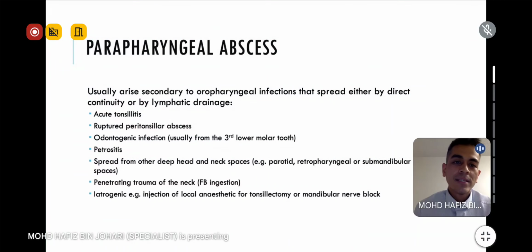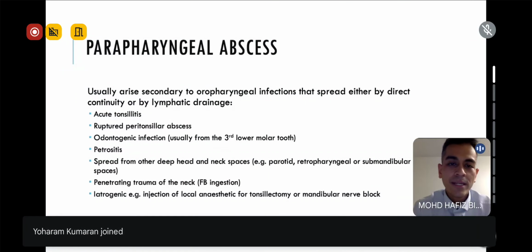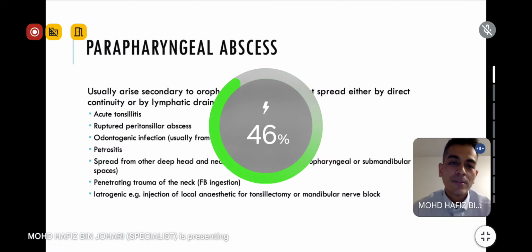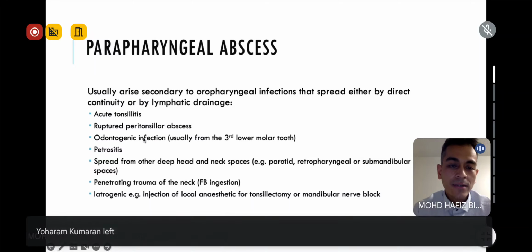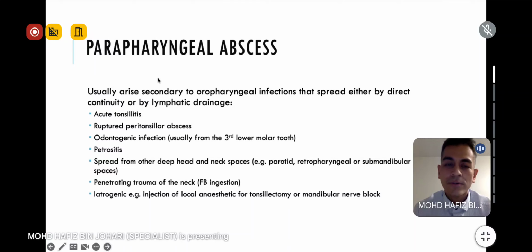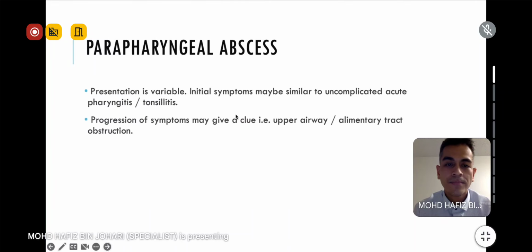What about the parapharyngeal space? I think everyone is very familiar. So parapharyngeal space, any infection of the neck has potential to spread to the parapharyngeal space. So it's like a highway. Any infection, for example, acute tonsillitis, peritonsillar abscess, or odontogenic infection, anywhere in the head and neck has a potential route of spread to the parapharyngeal space.